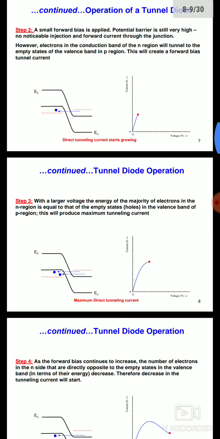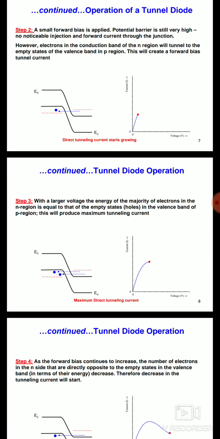And in step 3, the voltage applied to the tunnel diode is slightly increased, and a large number of free electrons at N side and holes at P side are generated. Because of the increase in the voltage, the overlapping of the conduction band and valency band is also increased. Therefore, the energy level of the N side conduction band becomes exactly equal to the energy level of the P side valency band. As a result of this, the maximum tunnel current flows.